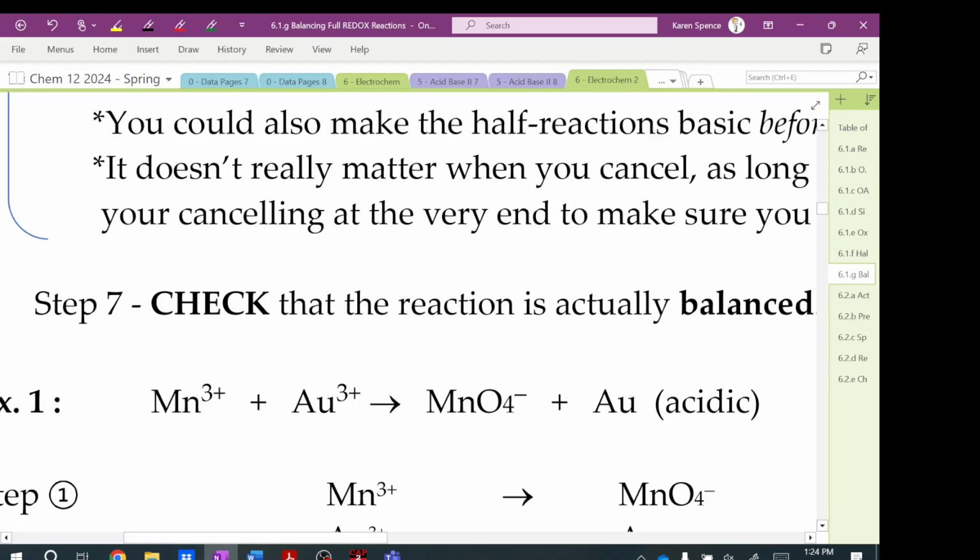So step number 1 is isolate the half reactions. You look and you say, who belongs with whom? Yes? Who does Mn belong with?